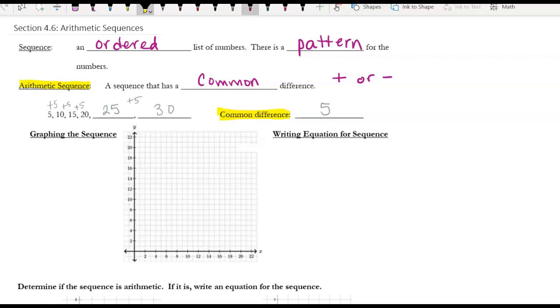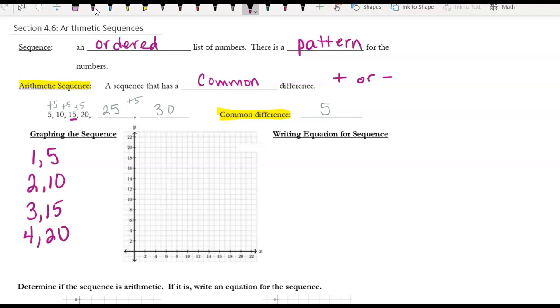Now sometimes you're going to have to graph these. And what you want to do is think about them as an ordered pair. The first number I had was a 5. The second number I had was 10. The third number I had was 15. And then the fourth number I had was 20. And I'm just going to list those.